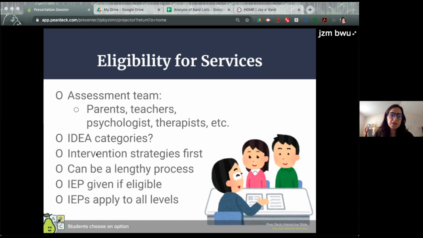Okay, before I begin talking about how we determine whether a student's eligible for services, I need to know how many of you have participated in an IEP meeting or a formal assessment of whether a student qualifies for an IEP?